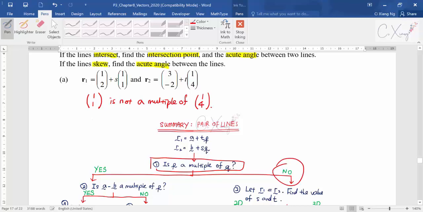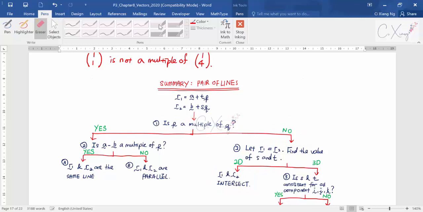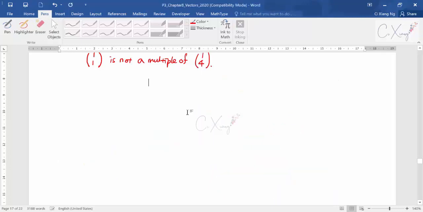So the second step is you need to go through with the second checking criteria. You need to let R1 equal to R2 and find the value of S and T. So since you know that they are not parallel to each other, and this is a 2D case, what is the conclusion? So R1 and R2 intersect with each other. So you can find out the intersection point already, for 2D cases. Understand what I say or not? So this is how we use this diagram. Okay, right. So now I will erase it to have more space.